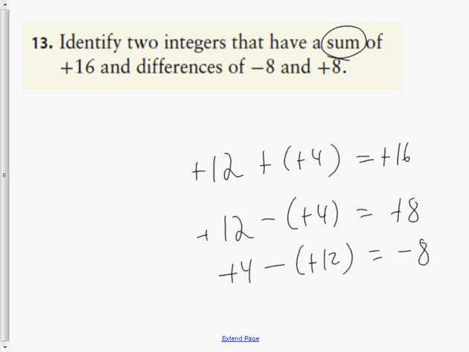The answer is 12 and 4. 12 and 4 have a sum of 16, but a difference of 8 or negative 8, depending on which order you put the 4 and 12 in. Okay? So your answer for 13 is positive 12 and positive 4.